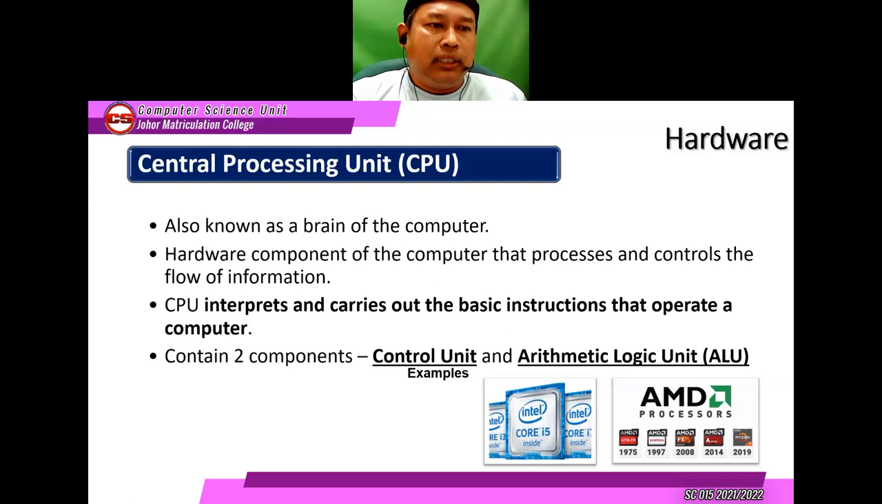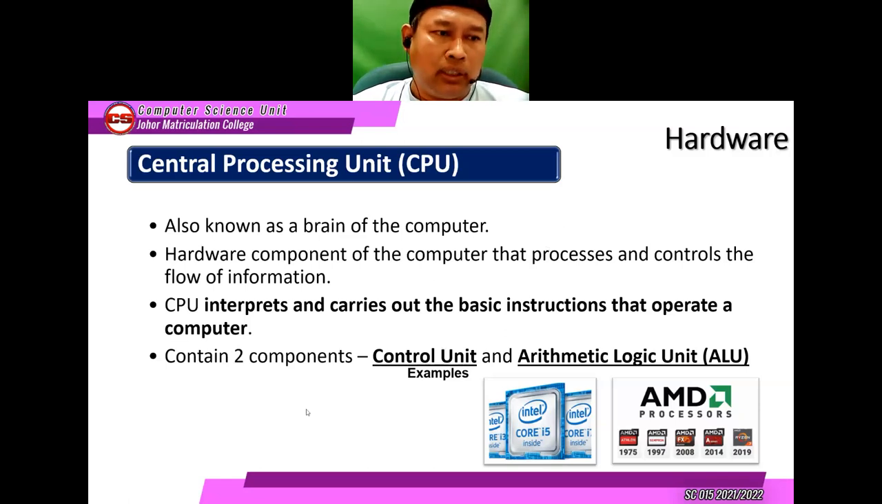So computer CPU means interpret and carry out the basic instruction that operate a computer. Komputer ini akan membawa apa sahaja instruction yang diberikan kepada CPU untuk diproses, iaitu instruction ni daripada siapa? Who gives the instruction? Instruction is given by a human. Maknanya human akan berikan instruction kepada komputer dari CPU atau Central Processing Unit, maka ia akan diproses.